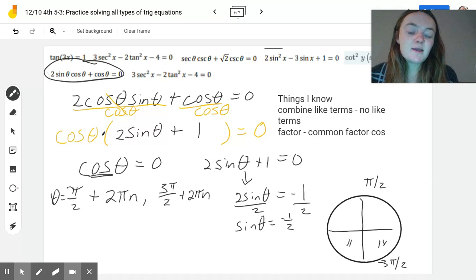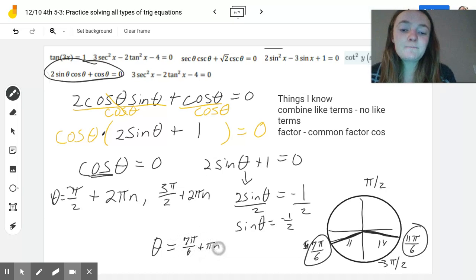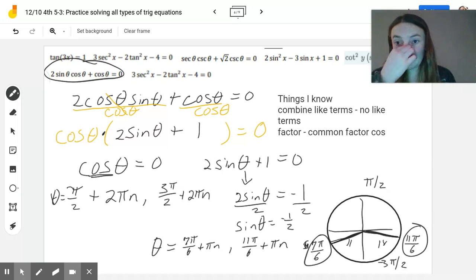In fact, sine is going to equal -1/2 right here at this angle and right here at this angle. This is going to be 7 pi over 6, and it's also going to be 11 pi over 6. And those two are going to be my final solutions, and I'm going to write them generically. So theta is going to equal 7 pi over 6 plus 2 pi n, and it will equal 11 pi over 6 plus 2 pi n.